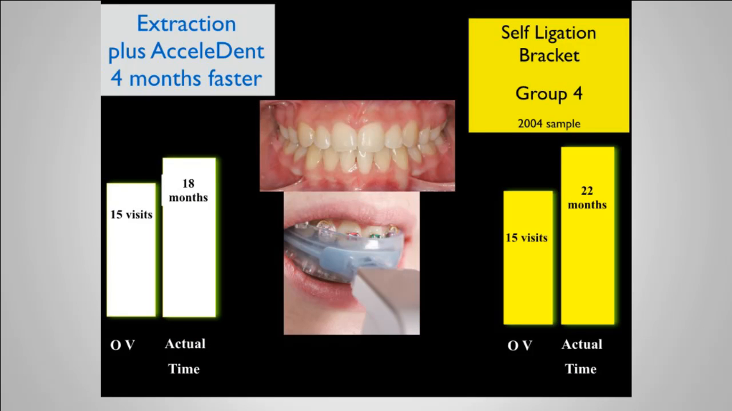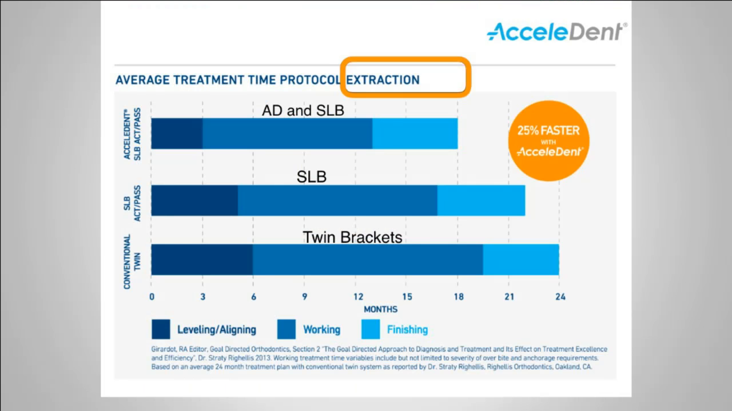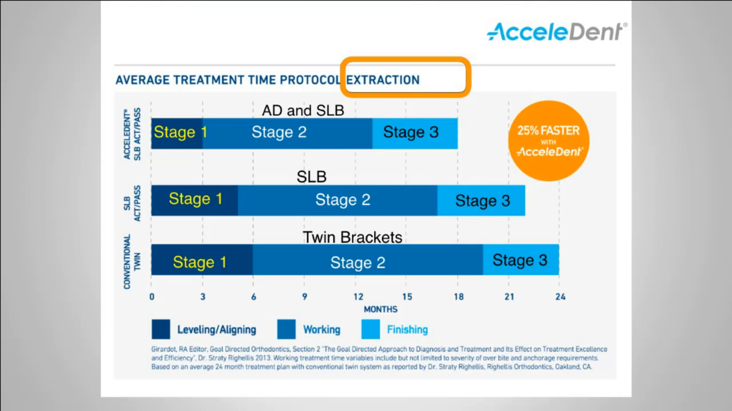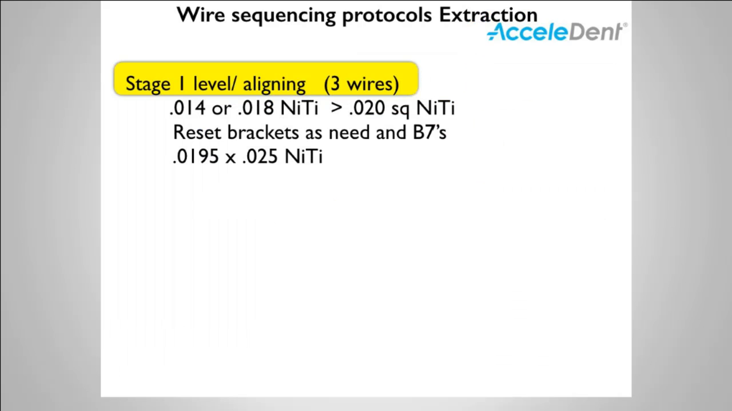So my extraction cases with Excelodent are finishing 4 months faster than my cohort study 4, in which a 2004 sample showed that we were finishing them in 22 months, and now we're finishing them in about 18 months. In summary, the studies have shown the following. Just as we did with non-extraction, my extraction cases are finishing about 25% faster.